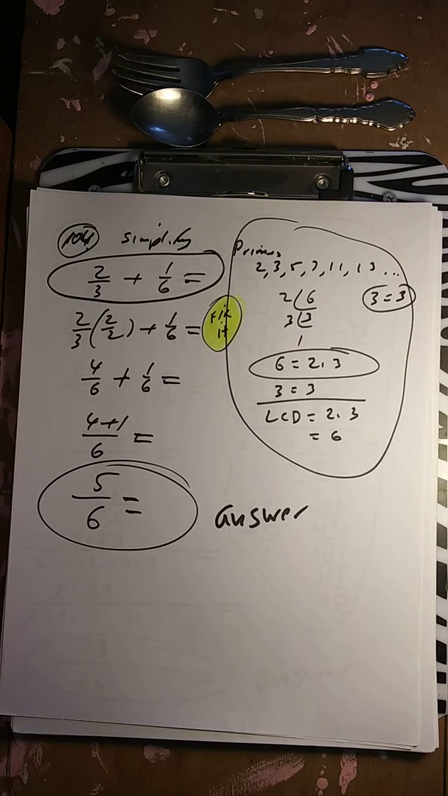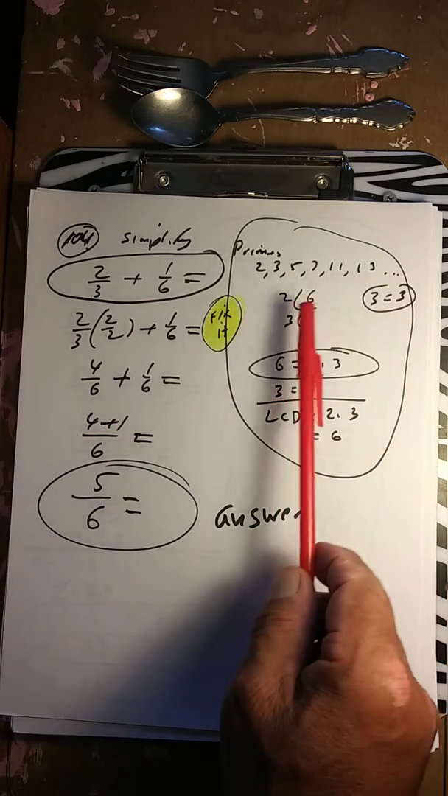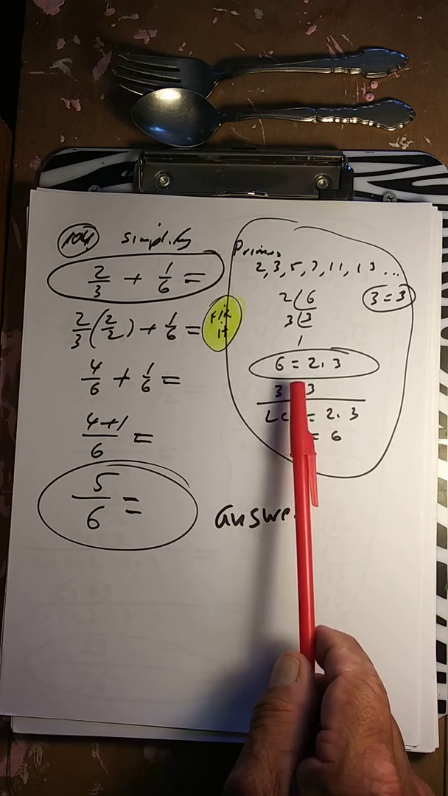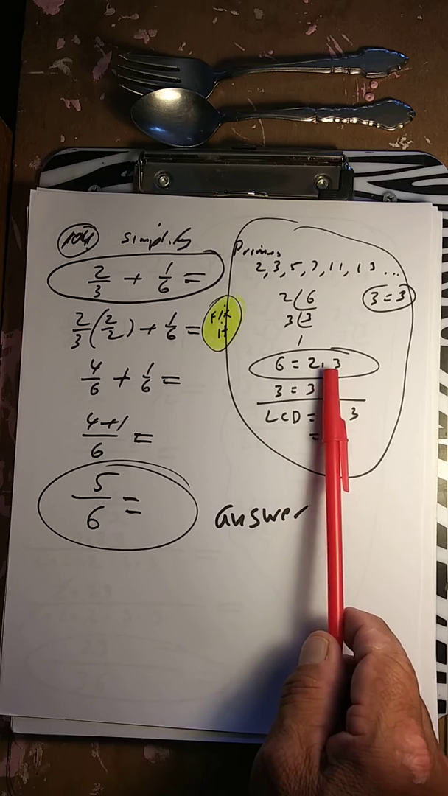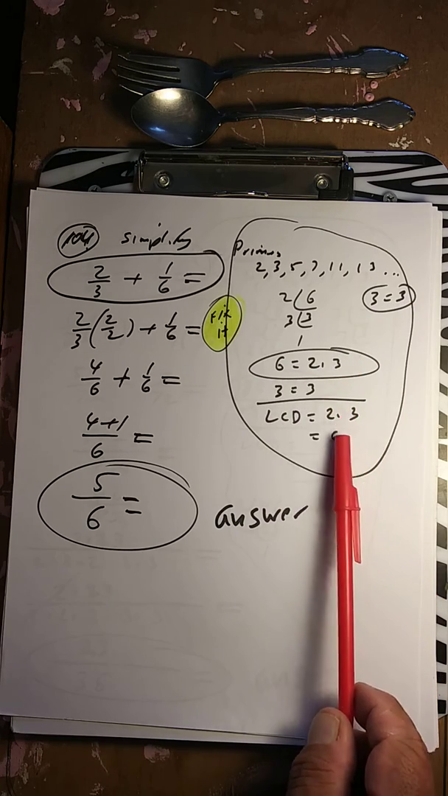This one. 2 fractions, add them together. 2/3, 1/6. They're not the same denominators. So let's work through the prime numbers. 2 divides 6, 3. 3 divides that once. And so we know that 6 is 2 times 3. And 3 is just a 3. So the LCD is 2 times 3, which is 6.